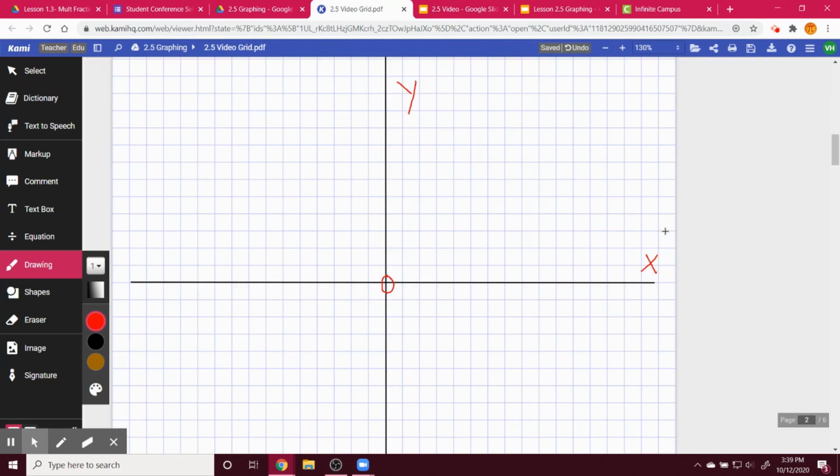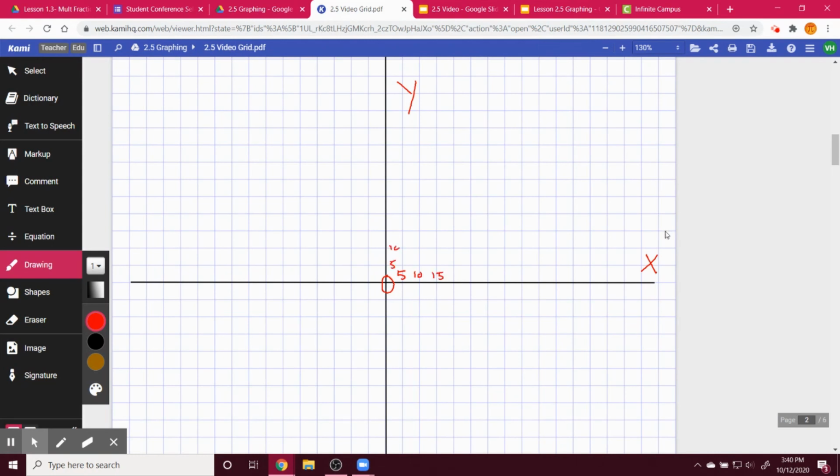Now, when you get really good at this, you can do something a little bit more fancy with your scale. You don't always have to make each box just one. I would suggest doing that for now if you're just learning how to make these. But when you get real good at this, you can go up by any number you want. For example, if we wanted to go up by 5s, we could do that.